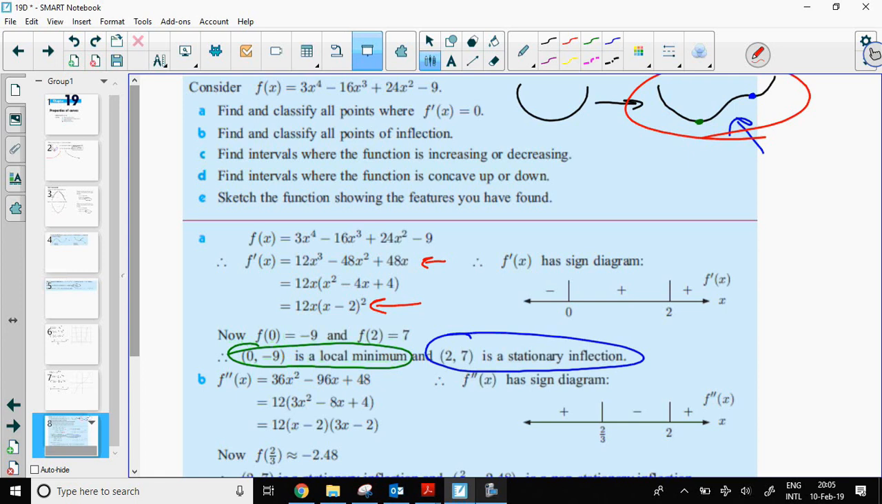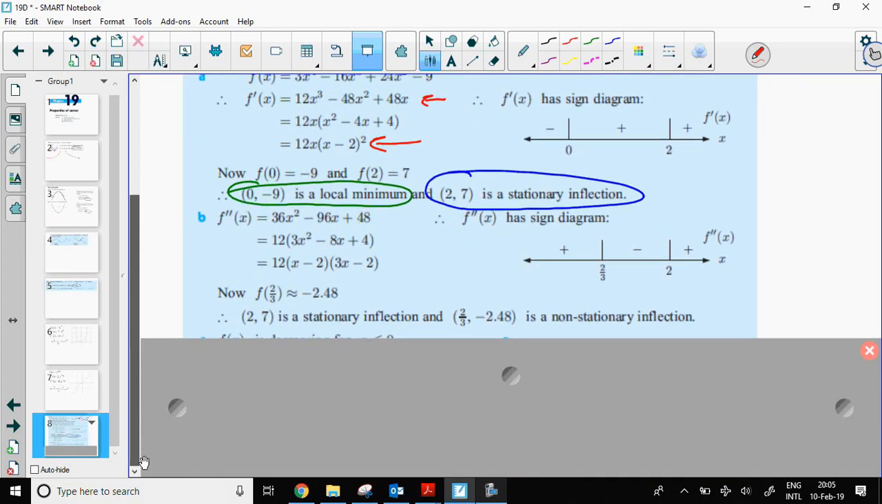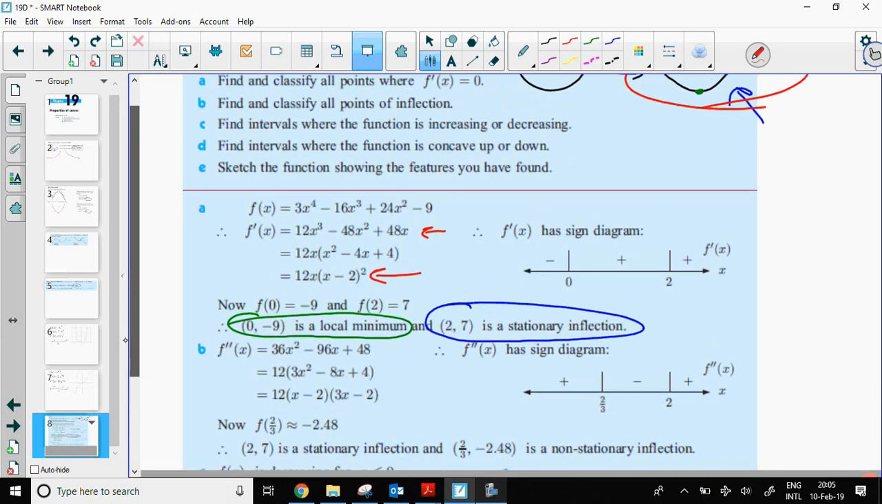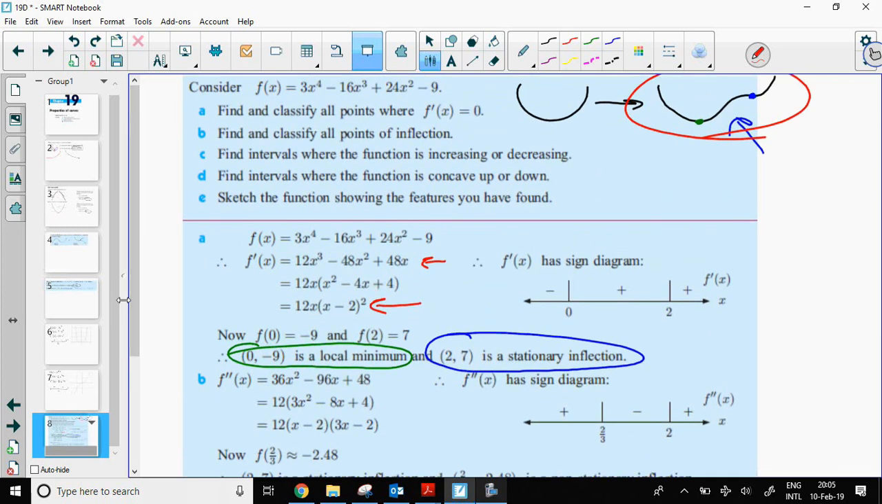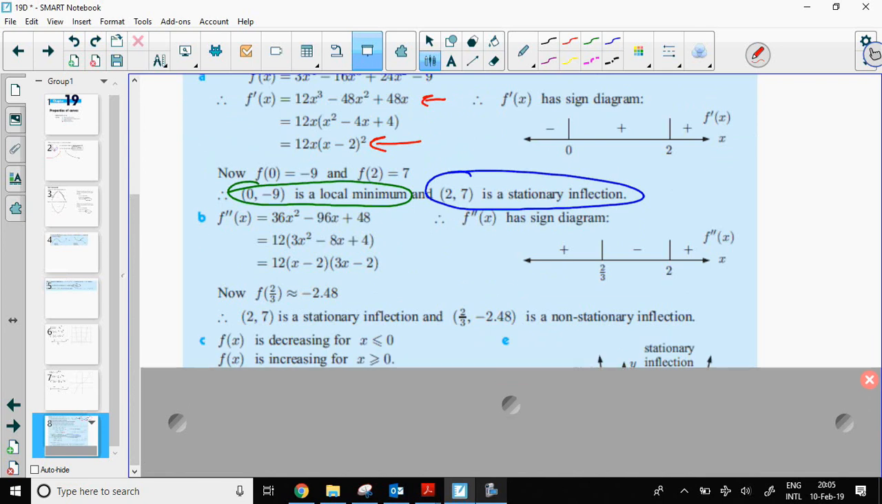So if you don't remember that, that's okay. You don't need to. All right, so now letter C, what did it even say? Find where it's increasing and decreasing. Well, we've already kind of worked that out from the sign diagram of the first derivative, right? This function is clearly decreasing for x less than or equal to 0, and it is increasing for x greater than or equal to 0. And there's not really much else to say about that.